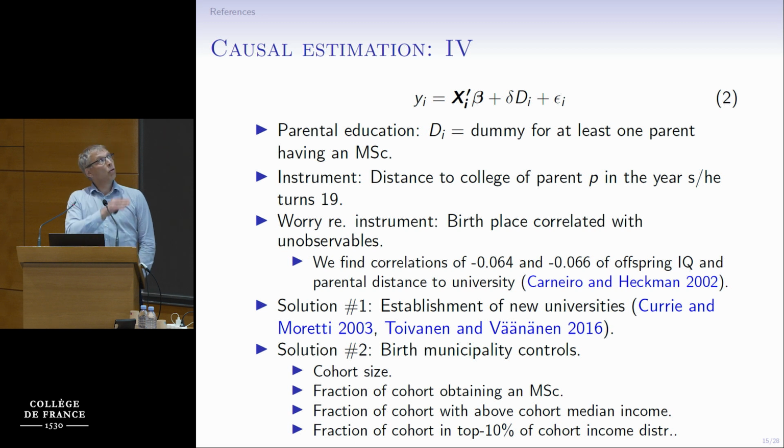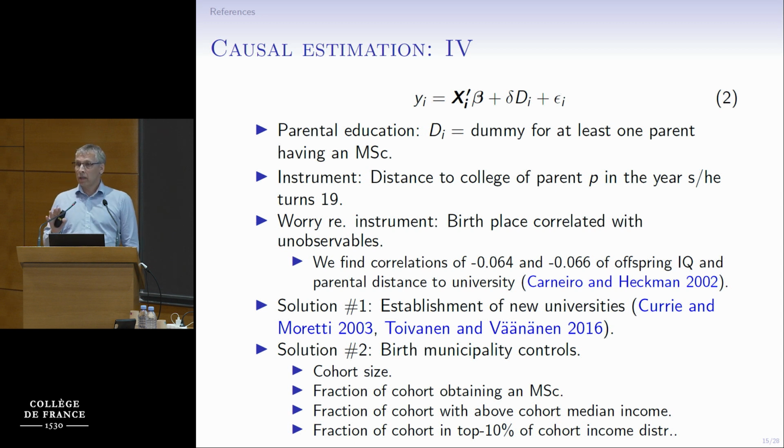Okay. To be able to stick as closely to this specification widely used in economics, we mainly work with a measure of parental education that takes value 1 if at least one of the two parents has a master's degree, and it's 0 otherwise. Okay? This way we can just have one variable of parental education, and then we do some variants that I'll explain later on. Our instrument is going to be the distance to college of a given parent in the year that he or she turns 19, roughly the time when you choose whether or not to go to university and which university to attend.